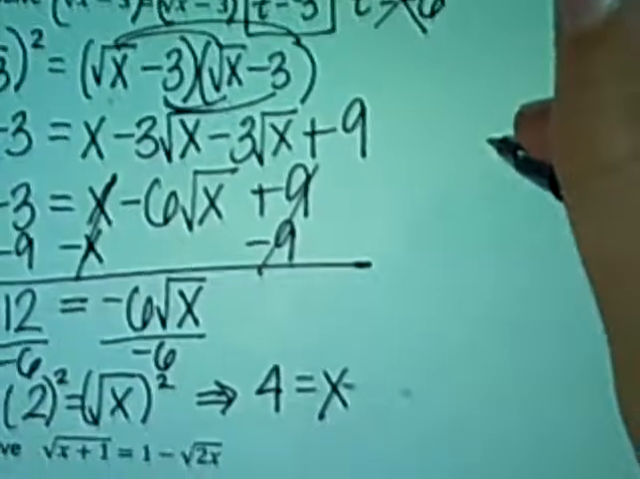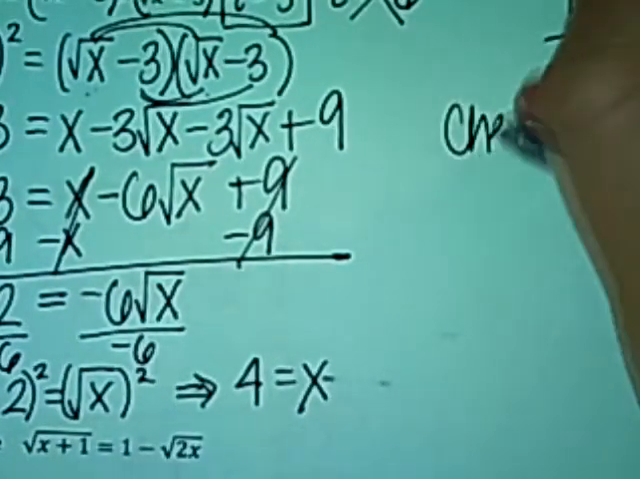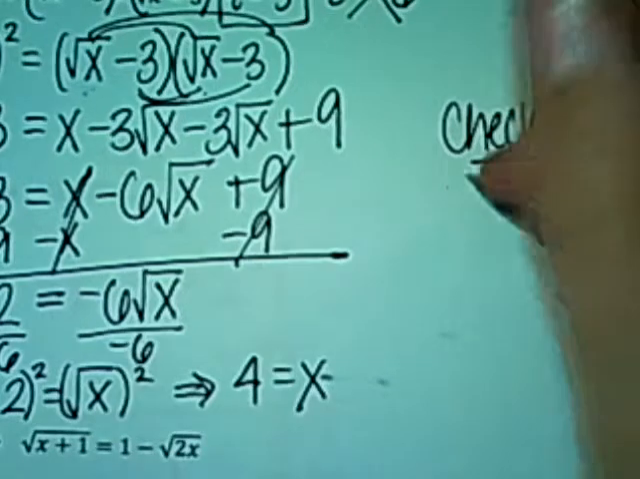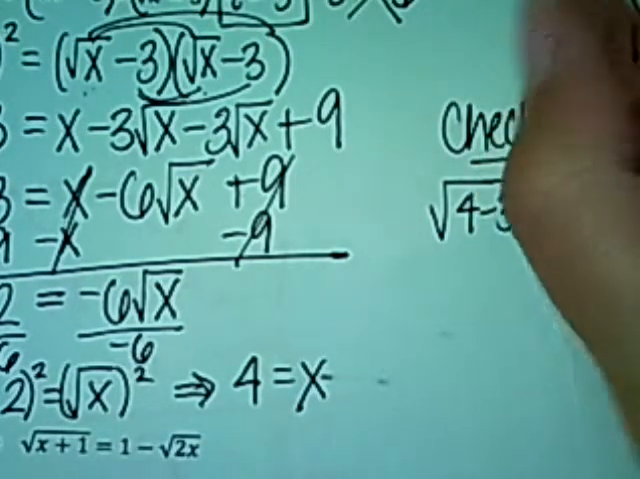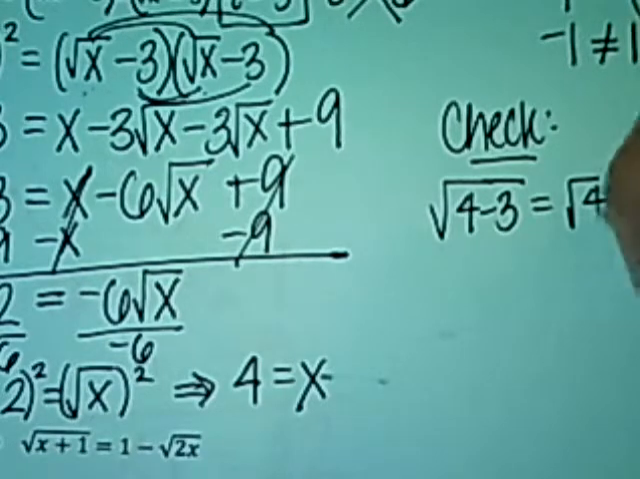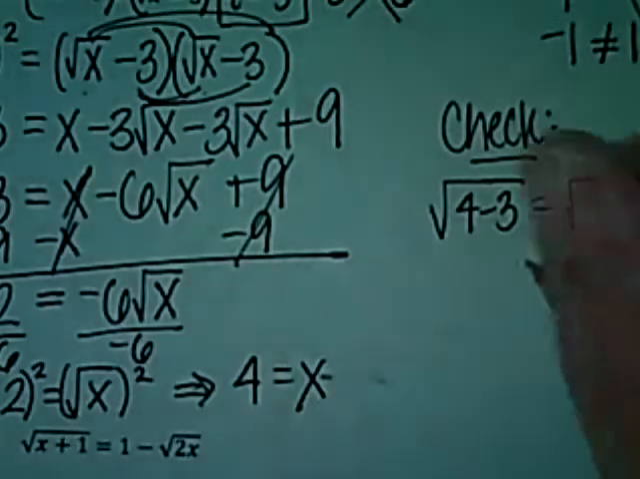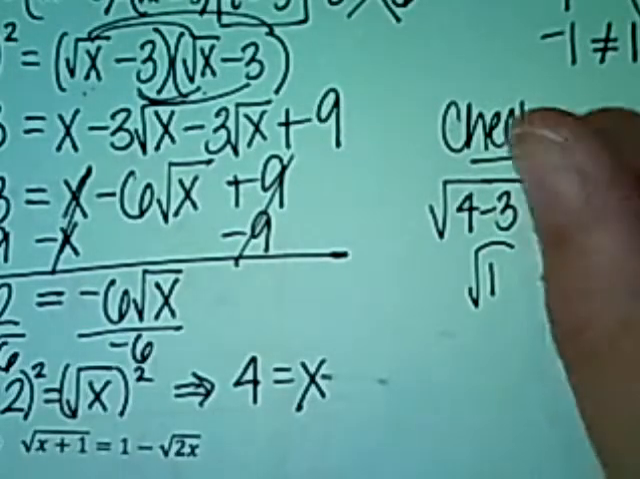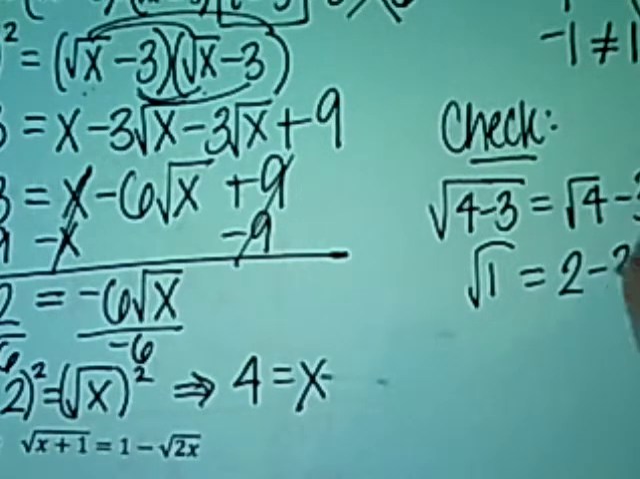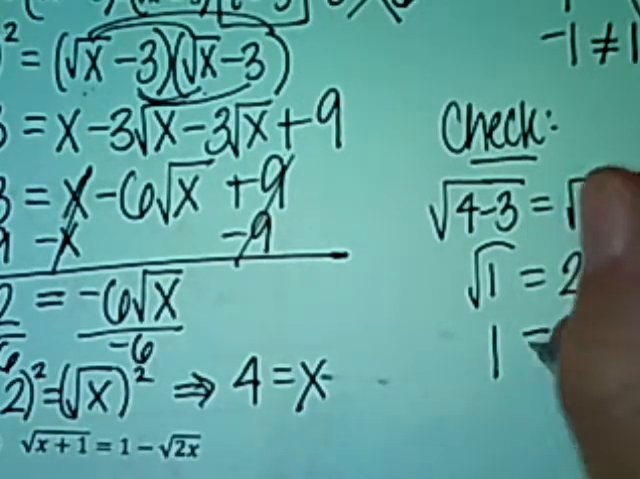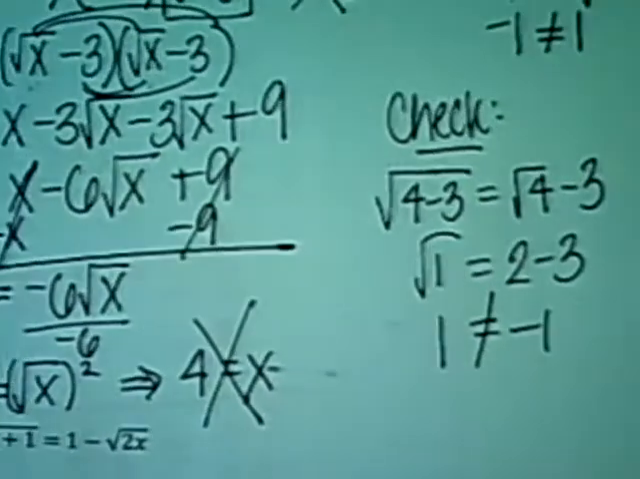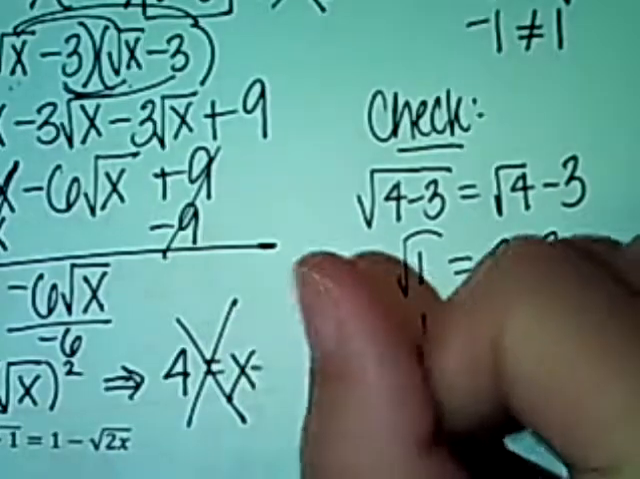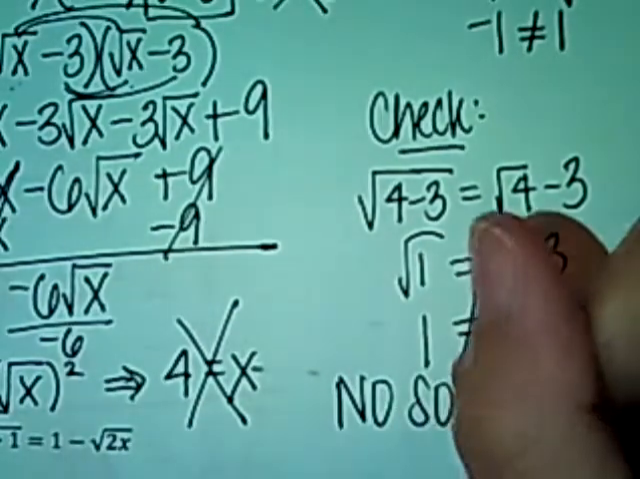So once I do my check, we plug in 4 into the original. So I have the square root of 4 over here, 2 minus 3. I get 1 equals negative 1, which is not true. So this is not a solution, which means that I have no solution.